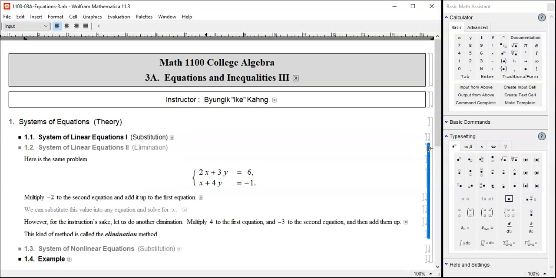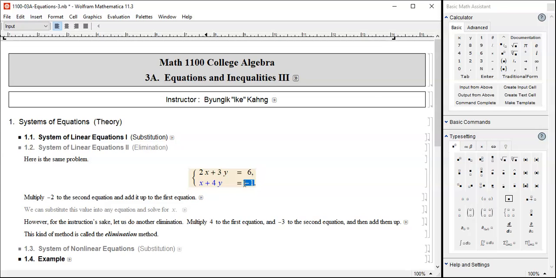Now let's study the method of elimination. A little bit different. Instead of solving for a variable, we are trying to eliminate a variable. How do we do that? From here in this system, please note that we have x and we have 2x. So if I multiply by -2 here and make this into -2x, -2x plus 2x, they will cancel each other out. That's the idea.